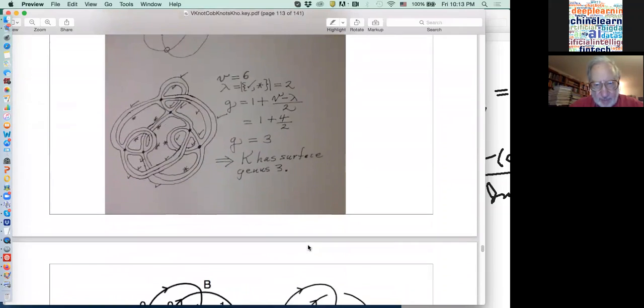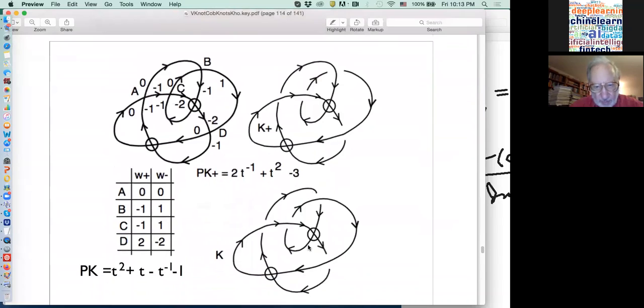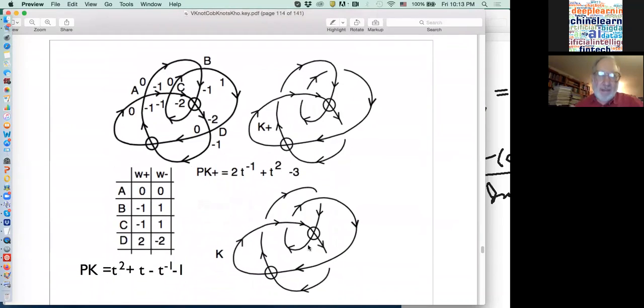This is an example that's being worked for various reasons. Let's look at this example. The basic example is K plus over here, and K plus has all positive crossings. So according to the theorem I quoted of myself and Heather Dye and Aaron Kastner, the genus of this will be the genus of its cobordism surface, which we could figure out.